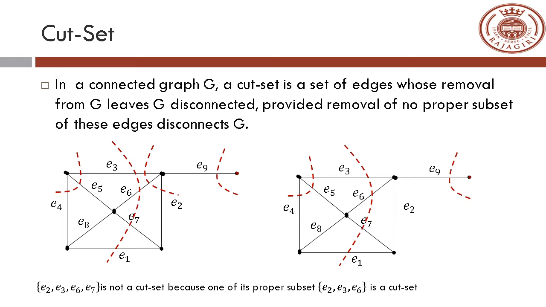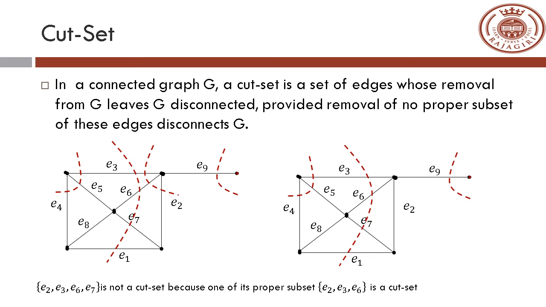Now, the definition of a cut set. In a connected graph G, a cut set is a set of edges whose removal from G leaves the graph G disconnected, provided removal of no proper subset of these edges disconnects the graph G. In the example, the edge set containing E3, E5, E4 is a cut set. The edge set containing E3, E6, E7, E1 is a cut set. The edge set containing E3, E6, E2 is a cut set, and the singleton set E9 is a cut set.